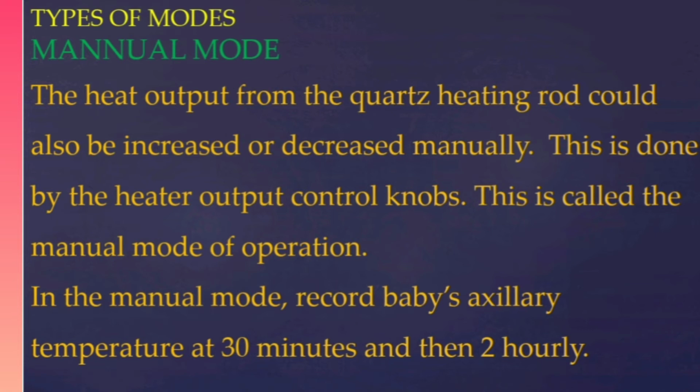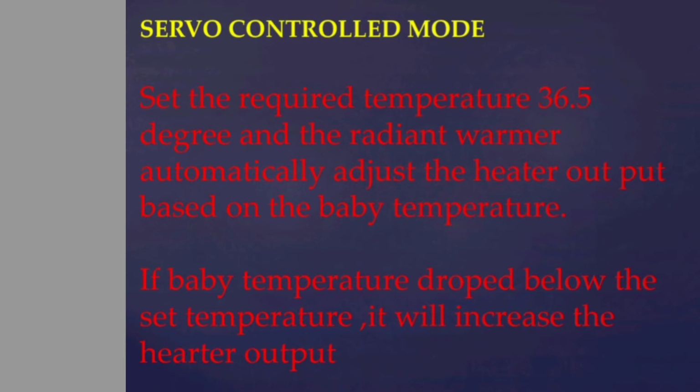In the manual mode, record the baby's temperature at least 2 hourly. Then we can see the servo control mode. In servo control mode, we have to set the required temperature around 36.5 degrees Celsius, and the radiant warmer will automatically adjust the heater output based on the baby's temperature. If the baby's temperature drops below the set temperature, it will increase the heater output automatically.